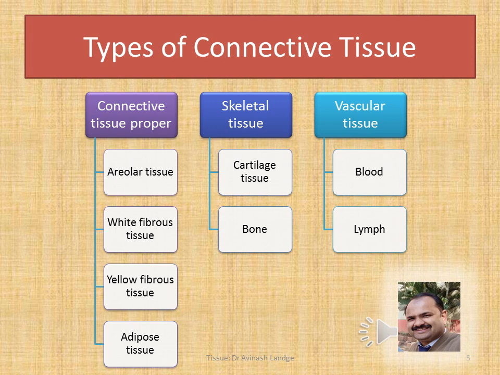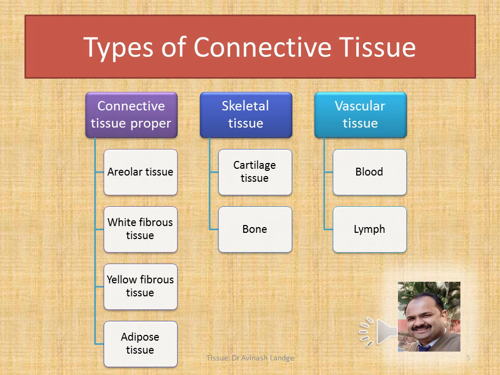These connective tissues are basically of three types. They are connective tissue proper, in which areolar tissues are present beneath the skin, connecting our skin with muscles or bones. White fibrous tissues are there, yellow fibrous tissues are there, and adipose tissues are there. These adipose tissues are also present below the skin. They help to store fatty substances.